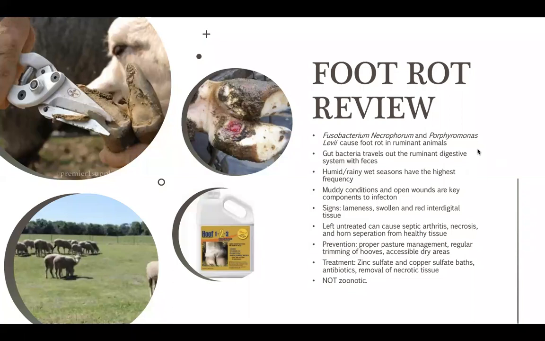So this is just a review. Fusobacterium necrophorum and Porphyromonas levii are the main culprits in foot rot. They take a ride along with the feces. The feces gets distributed through rainy or humid months or just wet areas. Signs are lameness, swollen and red interdigital tissue. If left untreated, it can cause septic arthritis.